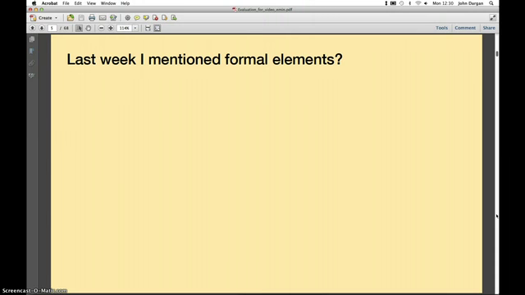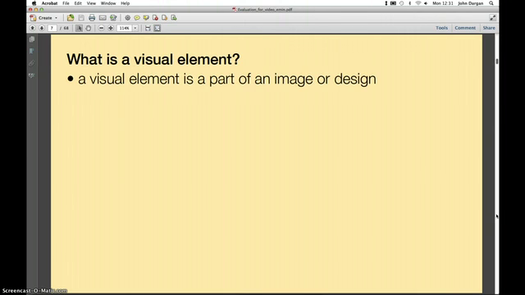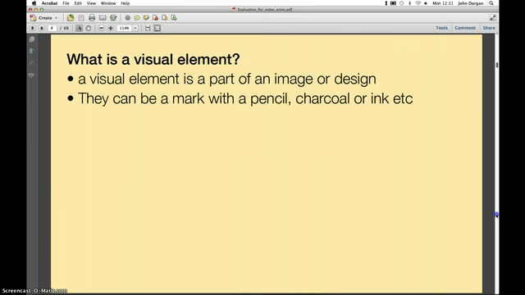So last week I mentioned formal elements. It might be better to say visual elements, because it's a slightly broader way of saying what are the separate bits that I'm looking at. So visual, obviously what you can see. Elements, again, this idea of the parts of an image. So what's a visual element? Well, it could just be any part of an image or design.